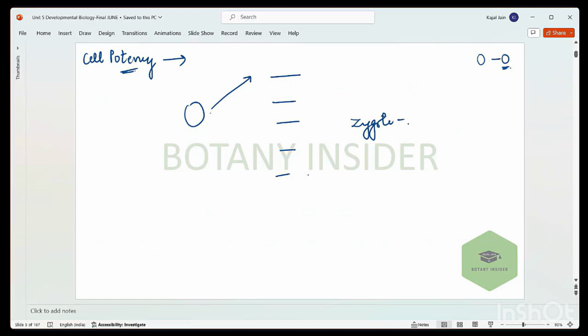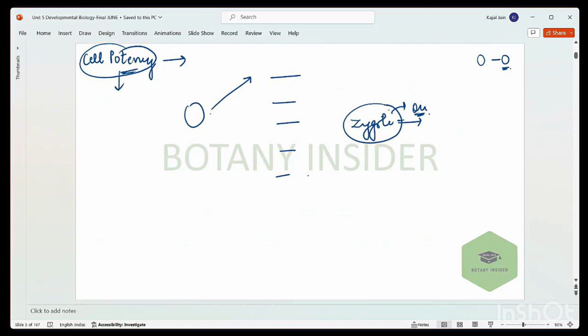Now, how does this single cell divide and convert into an entire organism? I'm asking about the name of the cell, not totipotency. Is totipotency the name of a cell? Zygote is the single cell, right? Now, how does this single cell divide into various different types and produce an entire human being with so many different functionalities? That is where the concept of cell potency comes in.